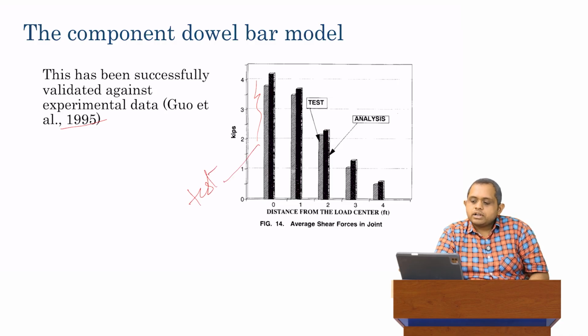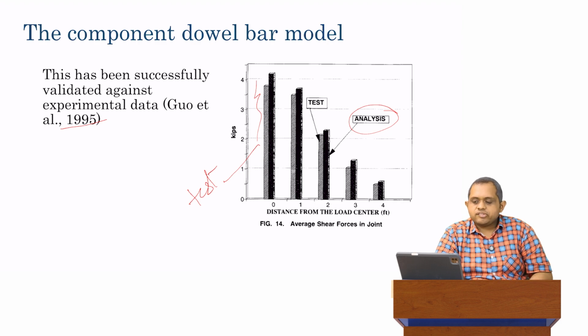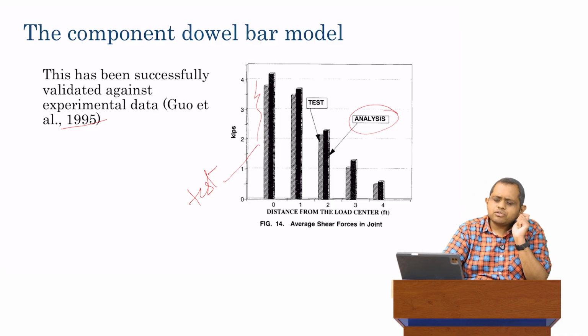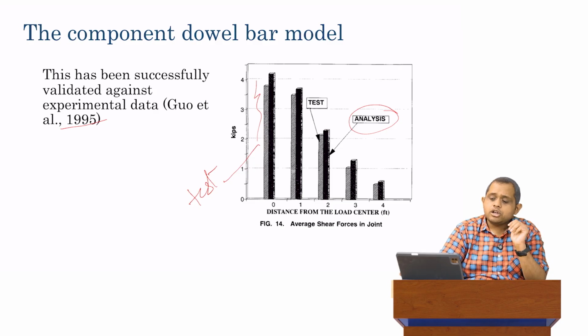And then they've got these solid lines, which is based on the analysis, which was just discussed. And you'll see the agreement was pretty good. The values are fairly close to each other. Of course, there's some difference, and any model is going to give you some amount of error. Again, the finite element method itself starts with the assumption that there's an error. So we're going to have some amount of error, but as you can see, the error is small. And so the component dowel bar model is actually not bad.